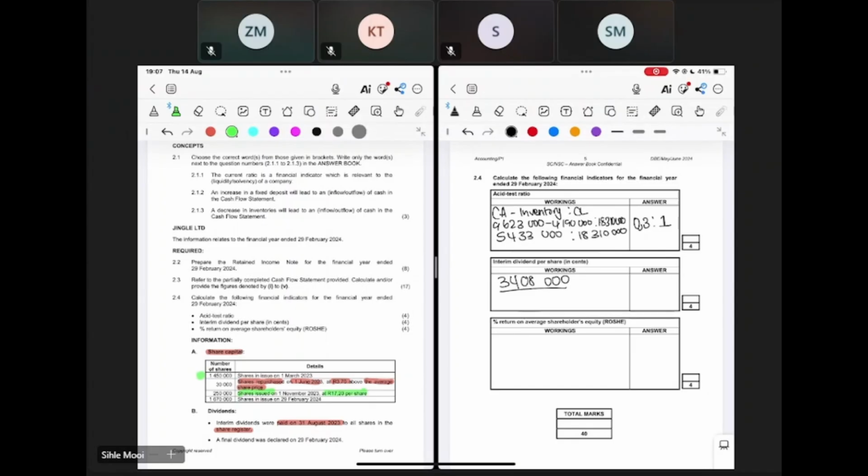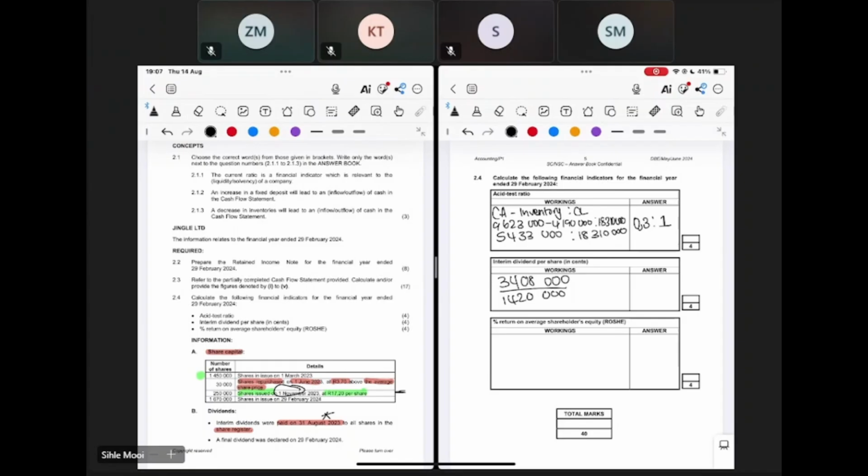Now remember, when was the interim dividend paid? On the 31st of August. And these shares were issued on the 1st of November. So we can't include those shares as part of our shares for the calculation of the interim dividend per share, because they were not there. So we're just going to use the 1,420,000. Okay, did everyone catch that, or do you want me to repeat?